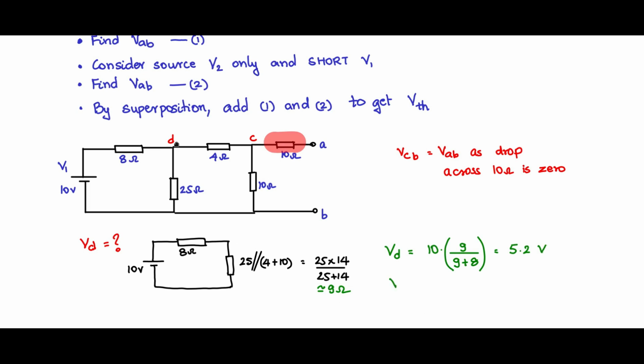And to find VC, this is VD. For VC, again use the voltage divider rule. VC equals VD into 10 divided by 10 plus 4, which is 5.2 into 10 by 14, and that is 3.7 volts. Now this is value 1, as we mentioned here, value 1 of the VAB, and store it aside.